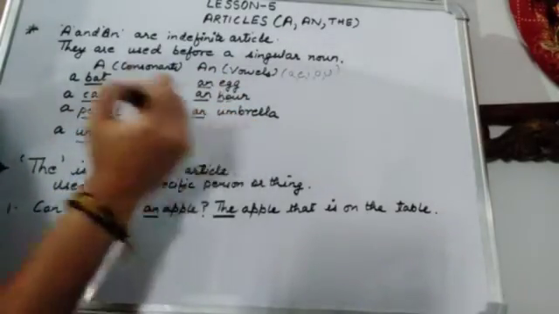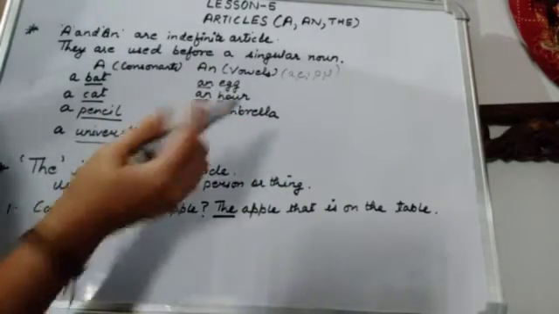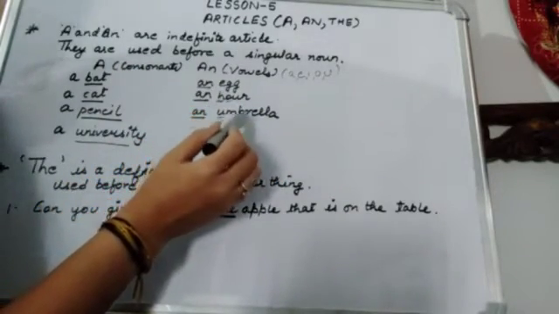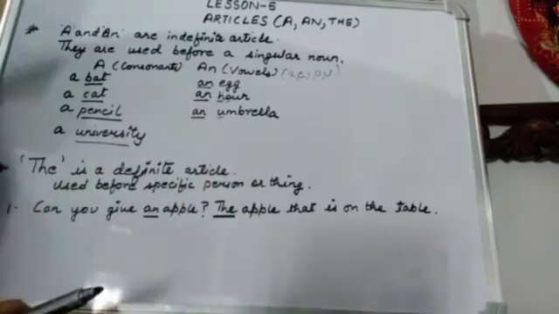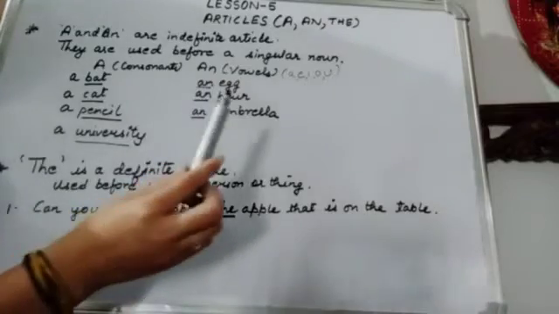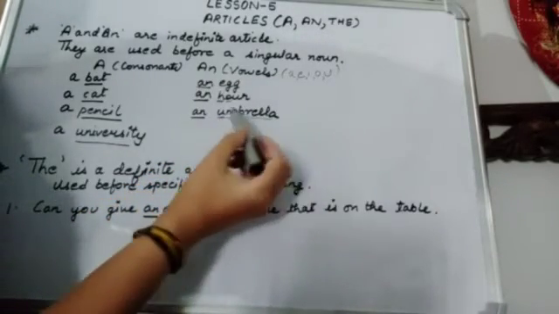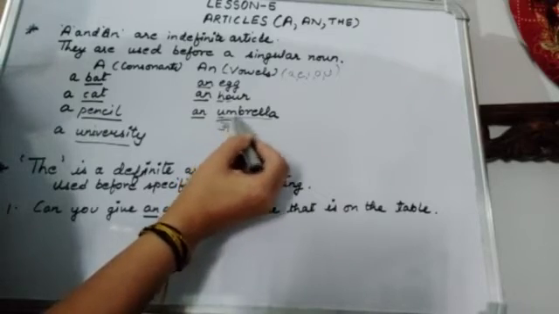Now class, second example. U, umbrella. So before umbrella, what will come? The article an. And also U is a vowel. Okay. So this one is easy. An umbrella. This also has the vowel sound.